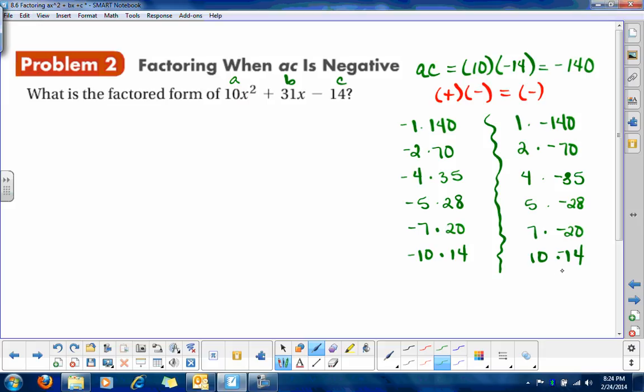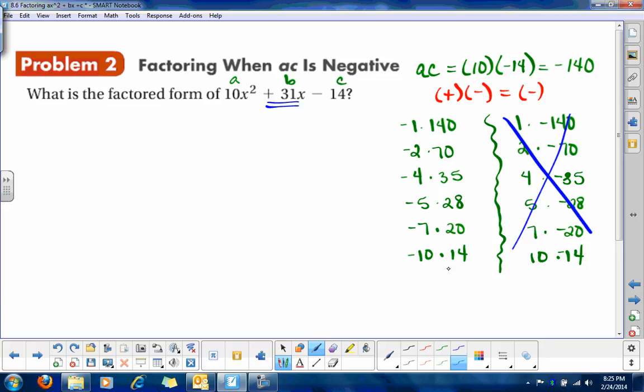What'd you say? I didn't have to do all that work? How come I didn't have to do all that work? Well, because we know that when we are adding, we want to get a positive 31. So that means that my bigger number has to be the positive number. So I can just go ahead and knock out that entire section over there. Let's just look at the negatives on the smaller side and the positives on the bigger side.